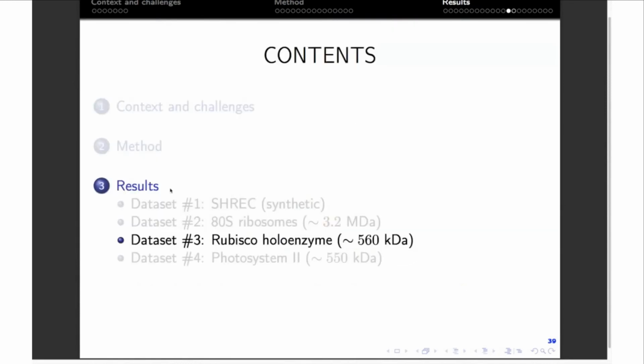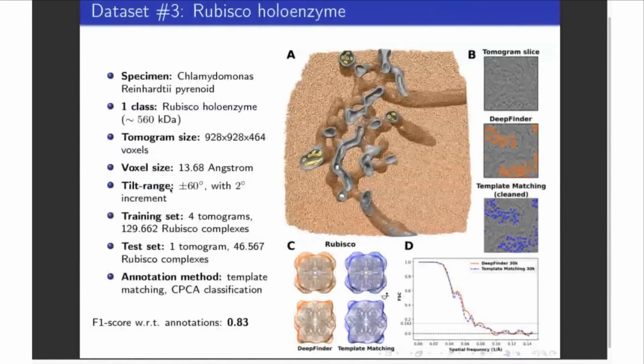Let us now move to the next datasets. Starting from here, the results I present have been obtained very recently. In dataset 3, the focus is to detect Rubisco holoenzymes. This task is more challenging than before because a Rubisco particle is much smaller than a ribosome. Here, the dataset is composed of only 4 tomograms. However, the number of annotations is huge, almost 130,000 particles. These tomograms are basically oceans of Rubisco complexes.